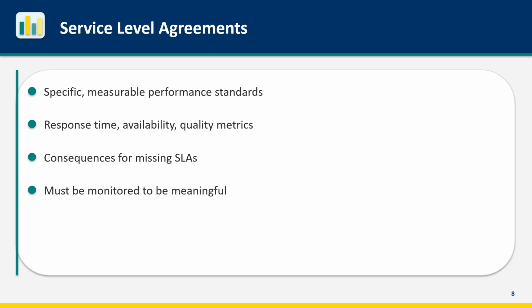Service level agreements, or SLAs, define specific measurable performance standards. Response time. The vendor will respond to urgent issues within 4 hours. Availability. The system will be available 99.5% of the time. Quality. No more than 3 critical defects per release. SLAs should have consequences for failure, typically credits or penalties, but SLAs are only meaningful if monitored. Track actual performance against SLA targets, otherwise they're just words.